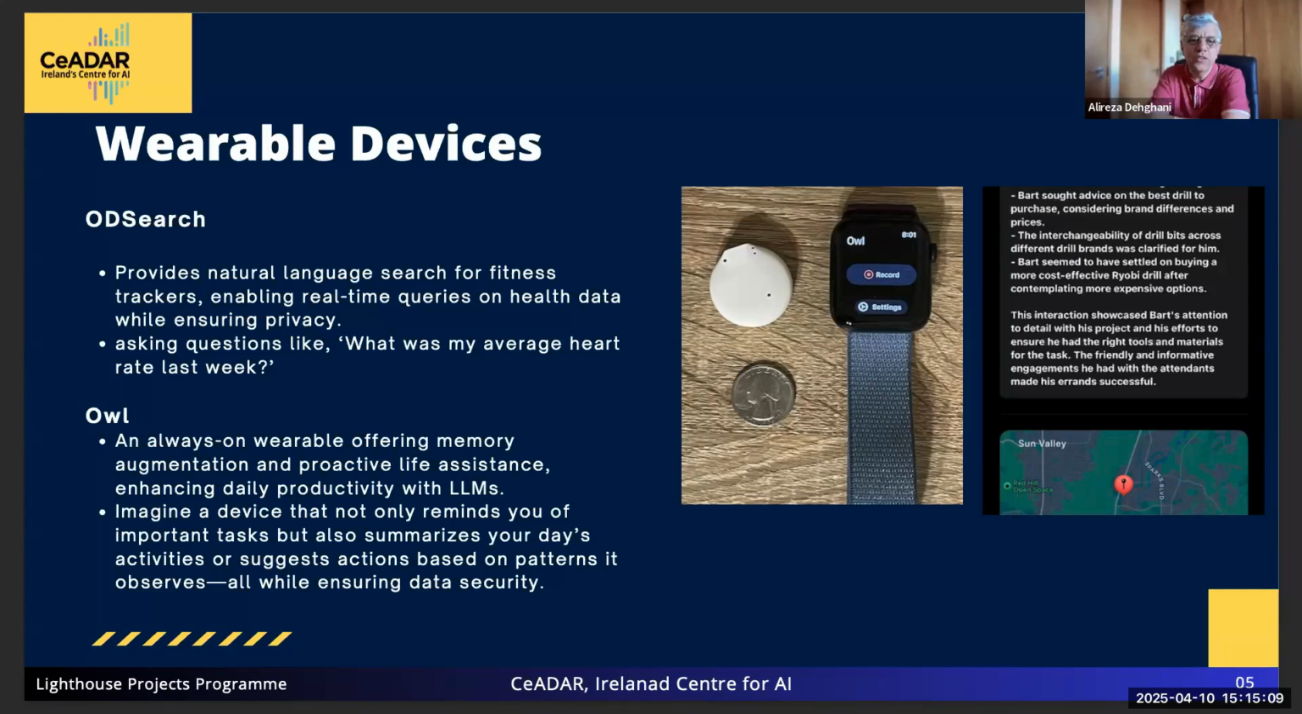For example, if you want to ask, what was my average heart rate last week? Or if you want to ask, how many steps did I walk on Wednesday, right? So without getting connected to the cloud, without any need for the internet, on the device that you can see in this picture, the white circle you can see in the picture, everything can be processed locally, without internet, privately.